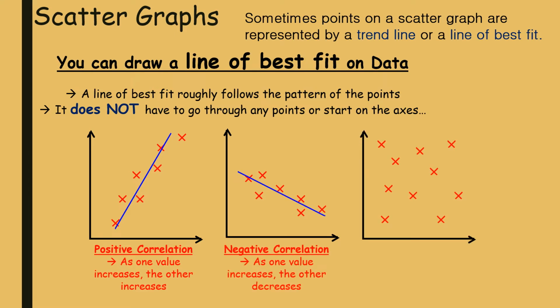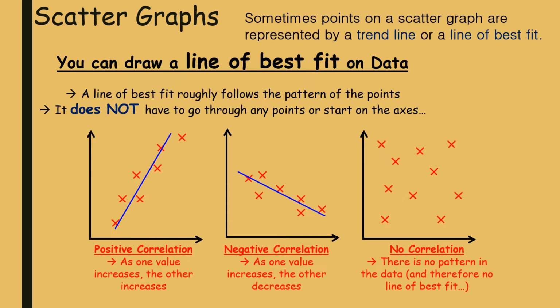So sometimes points on the scatter graphs are represented by a trend line. We also call that the line of best fit. So when we are drawing a scatter graph, we need to draw a line of best fit on it.